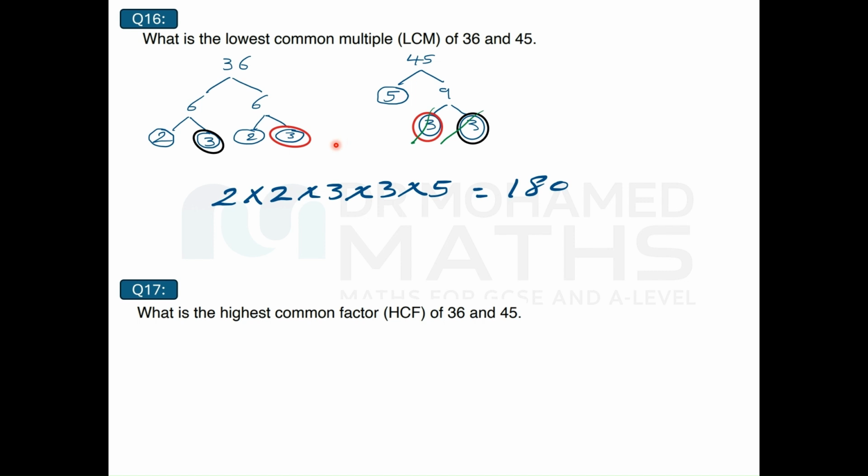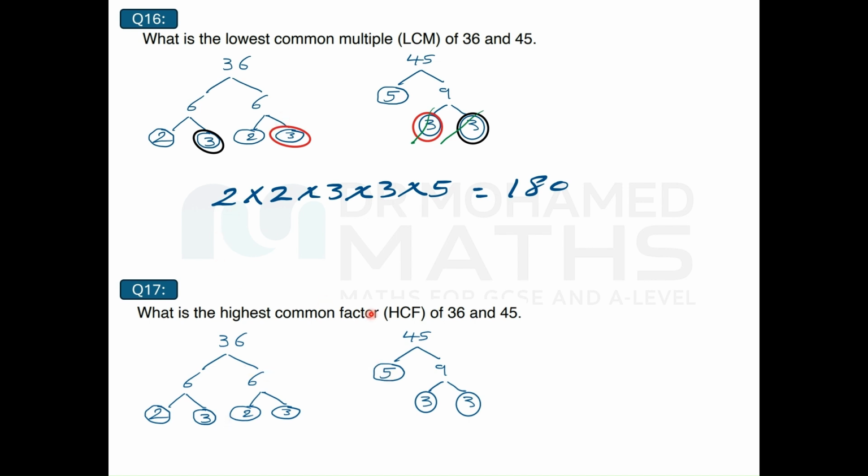I hope this is clear. And the next question is telling you, what is the highest common factor of 36 and 45 here. So we are going to use exactly the same trees because these are the same numbers. These are the same trees that we have done earlier here.